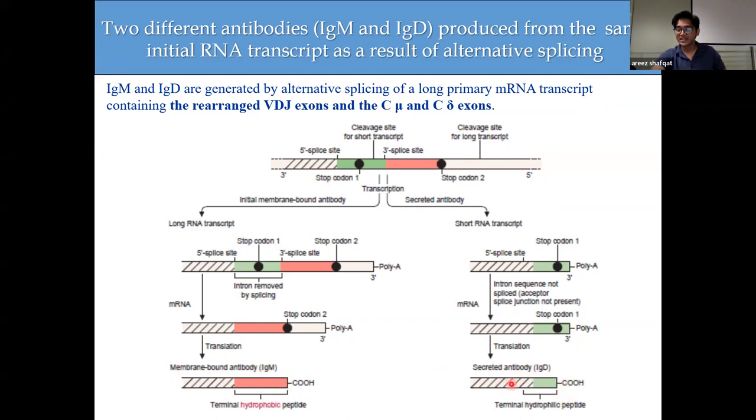Now notice this same sequence in the IgD antibody. It's very short, isn't it? And so this antibody is secreted. Does that make sense? So this extra part basically got spliced out. And so that's an advantage of alternative splicing. Does that make sense?